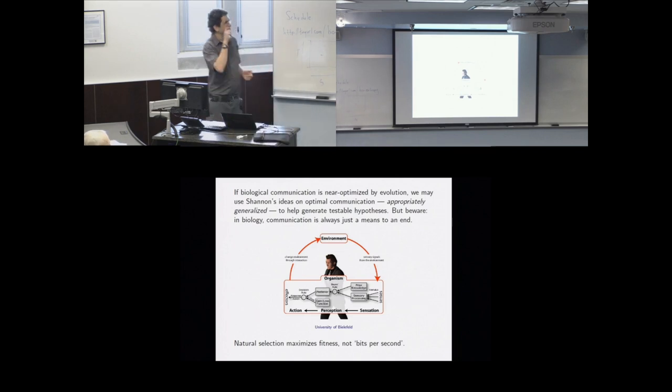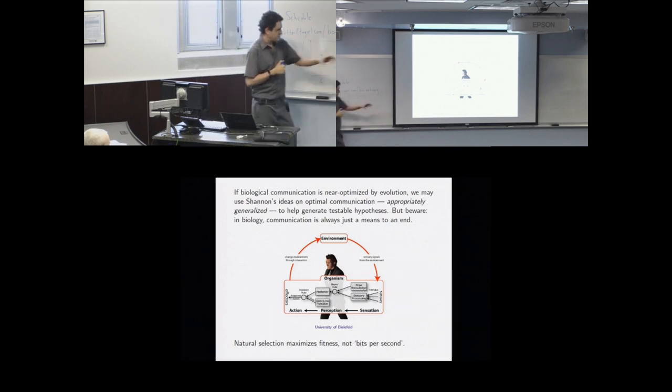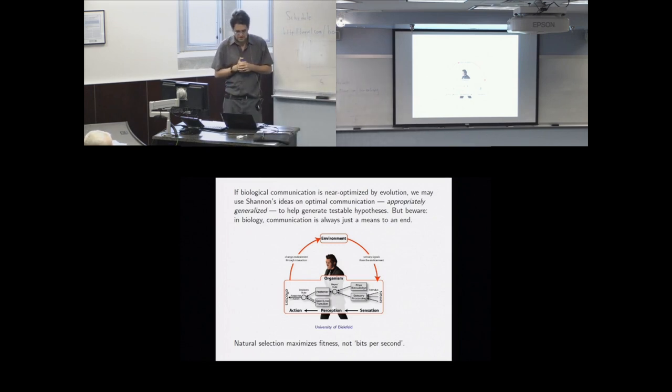So the idea roughly is that if biological communication is being nearly optimized by evolution, we should be able to use Shannon's ideas on optimal communication. He was trying to optimize signal communication, but generalized in some manner to help generate testable hypotheses. But it's really important to always keep in mind that in biology, communication is always just a means to an end. Natural selection is maximizing fitness, not bits per second of communication.